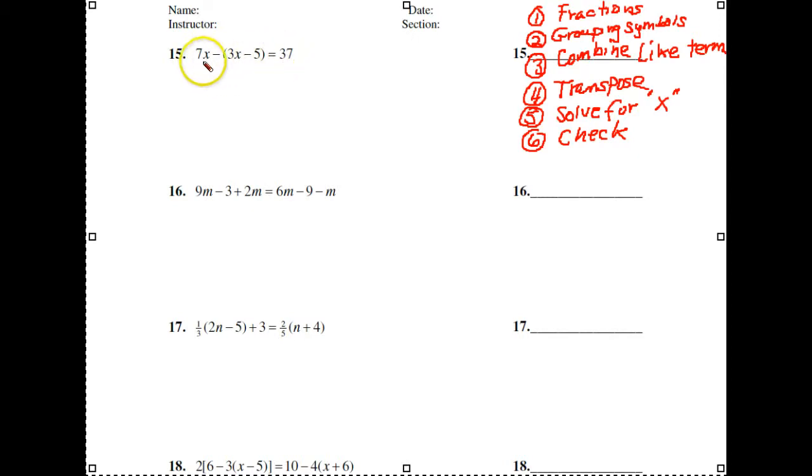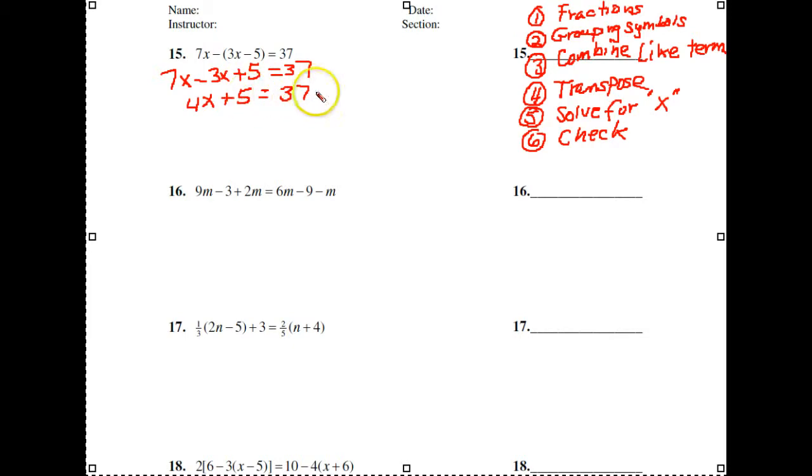Now there's no fractions, but there is a grouping symbol, step number two. So we get rid of the grouping symbol, 7x. Now when there's a negative in front of a parenthesis, we get rid of the parenthesis by just changing the signs. So this becomes a negative 3x. This becomes a positive 5. And this is 37. Now we're going to use step 3, combining like terms. So this then becomes a 4x plus 5 equals 37.